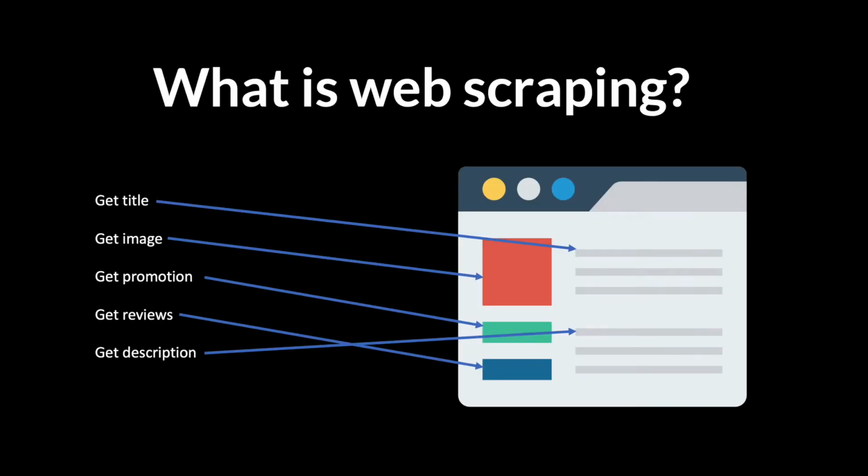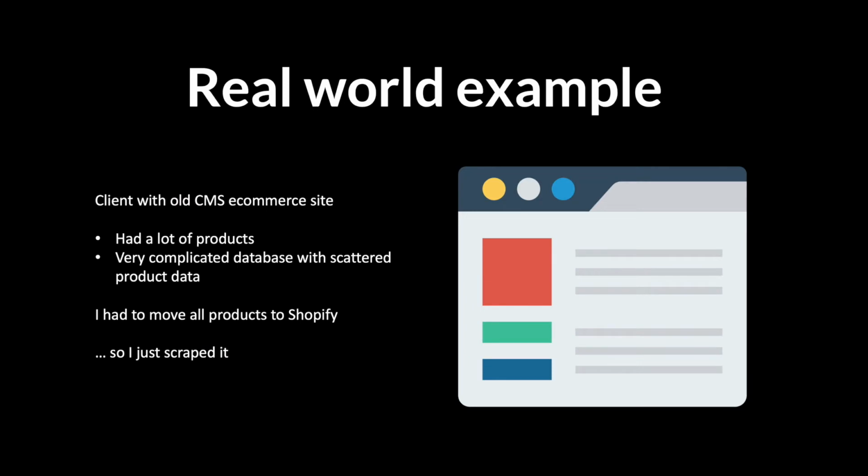What is web scraping? Well, web scraping is just getting data from any website that you want. For example, a title, an image. If it's an e-commerce website, it could be some kind of promotion, reviews, product description, anything you like. And there can be many use cases for that. Let's look at a real world example.